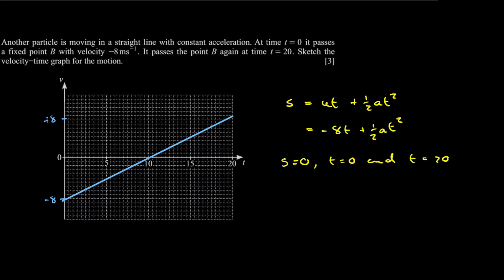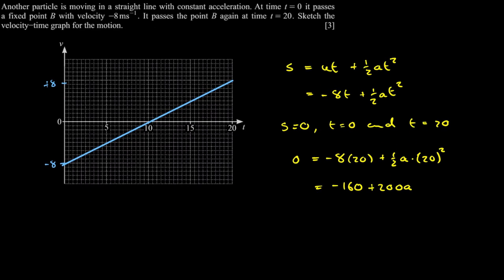Now, when t is equal to 0, that's kind of obvious, right? Because 0 there plus 0 there is just going to be equal to 0. So that's kind of obvious. But we can substitute in when t is equal to 20. So we get 0 is equal to negative 8 times 20 plus a half of a times 20 squared. So let's try to think that one through. So that's going to be negative 160. So 20 squared is 400, divided by 2 is 200.